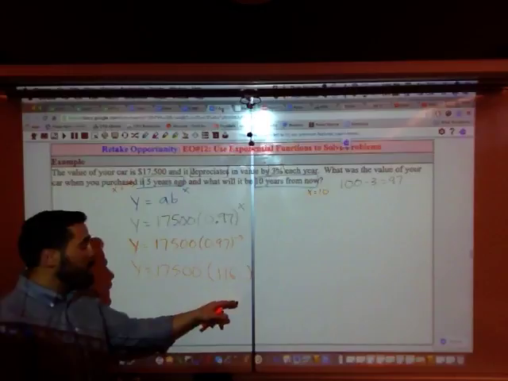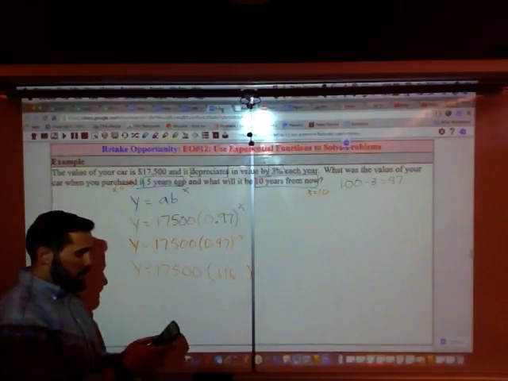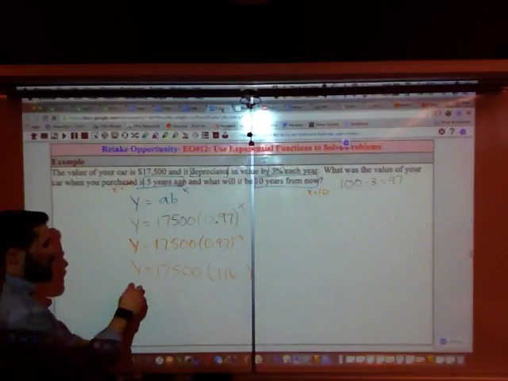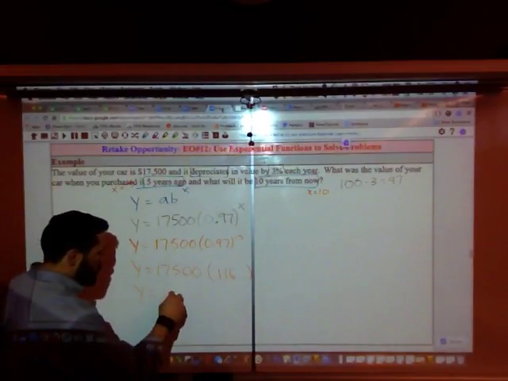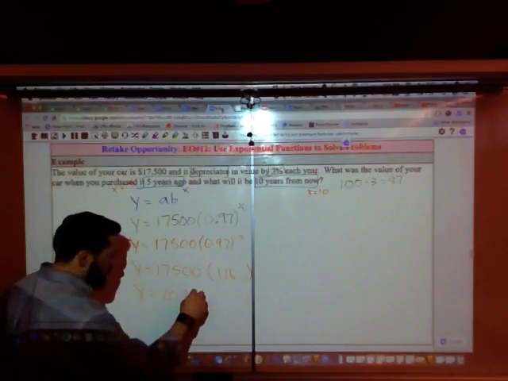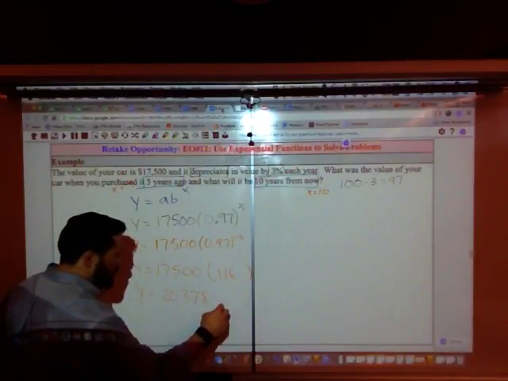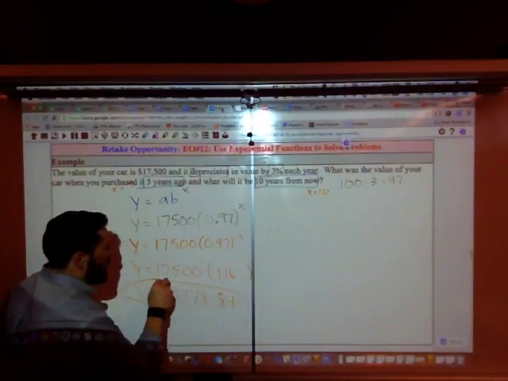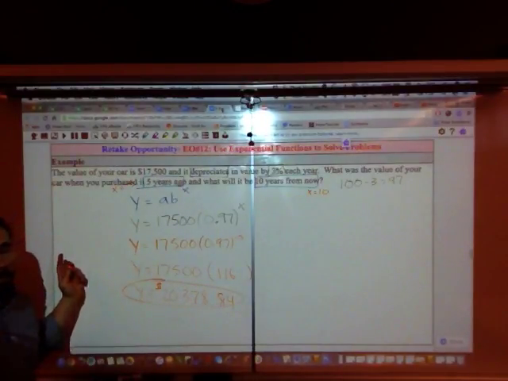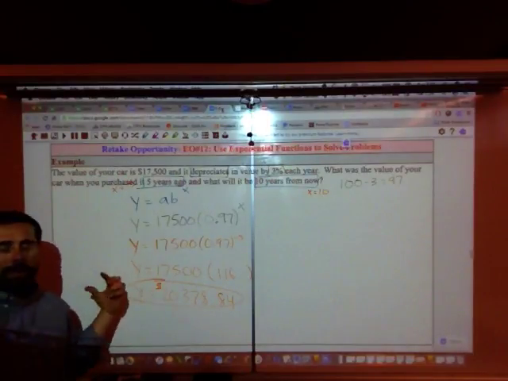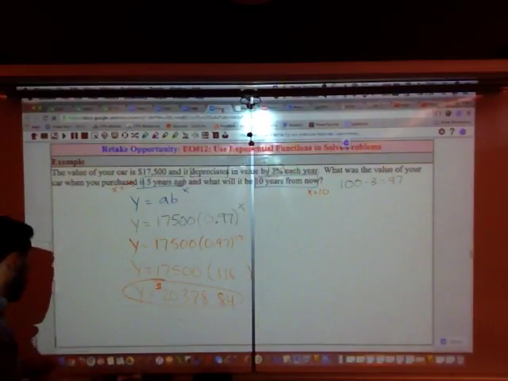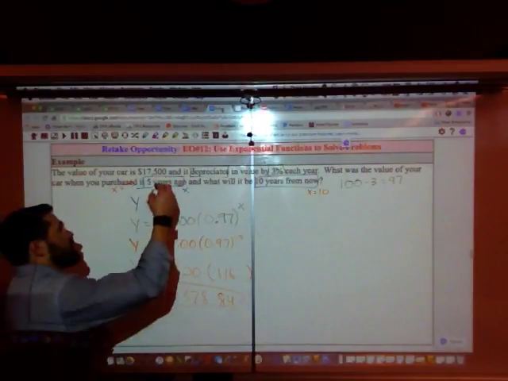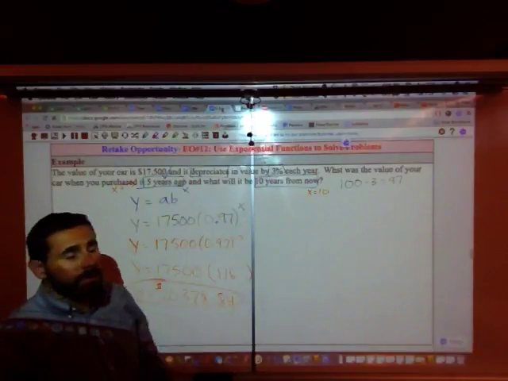I'm just going to keep that in the calculator and multiply by 17,500. And I get my original price, what I purchased the car for: $20,378.84, rounded off. That would have been the price 5 years ago. Whether that's when I purchased it or not, that's what it would have been 5 years ago. So I just did part 1. Check. Now I'm going to go over to part 2, 10 years from now.